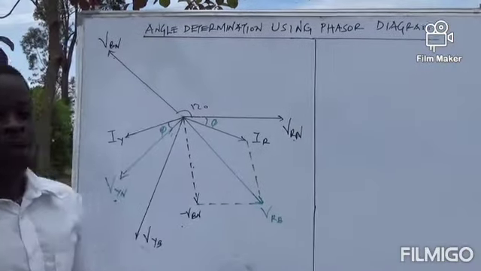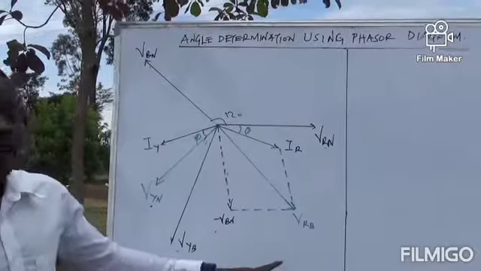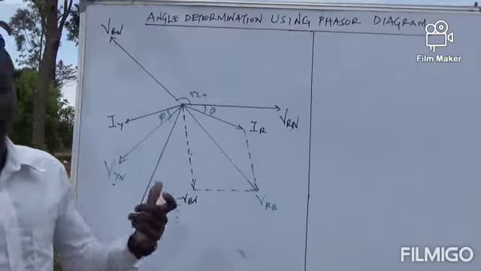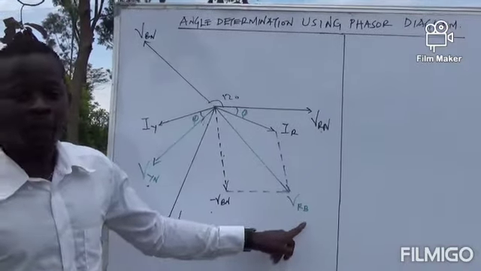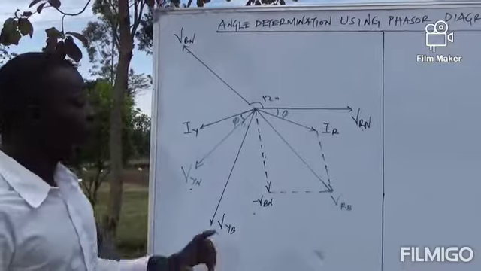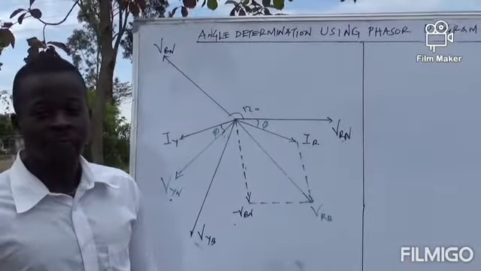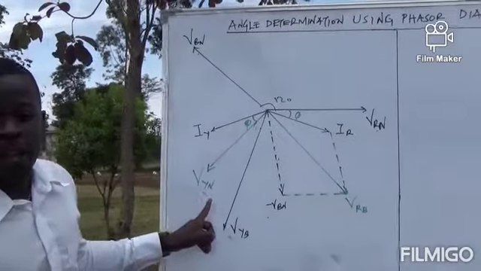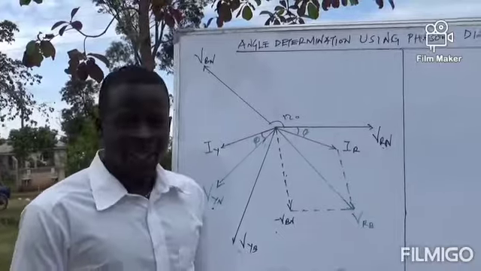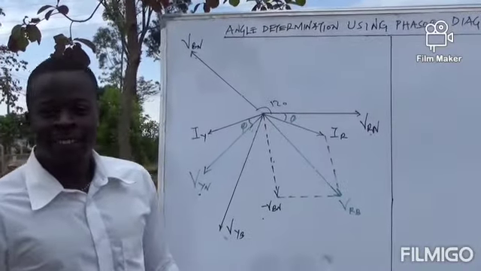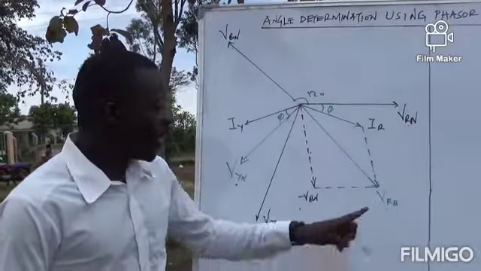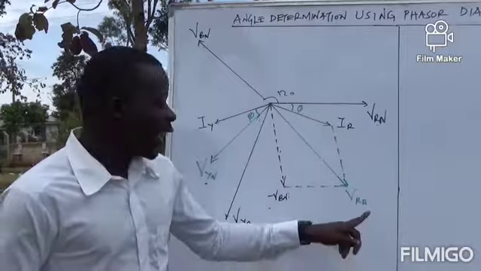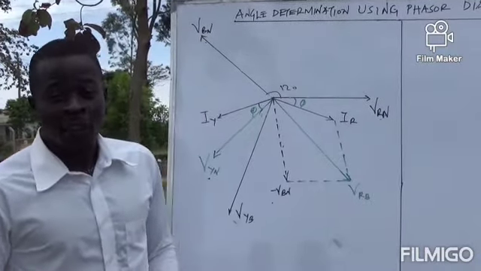Now you can remember that we talked about the voltage VRB and the current IR, and we wanted to know what angle the voltage VRB and IR make. If you look at this phasor diagram, we have the phasor voltages VBN, VRN, and VYN, which are 120 degrees apart from one another. We are interested in finding the angle between VRB and IR, and we normally know that the angle between the line voltage and the phase voltage is 30 degrees.